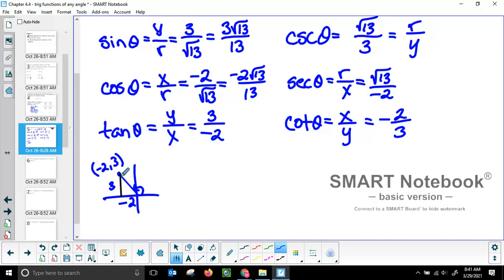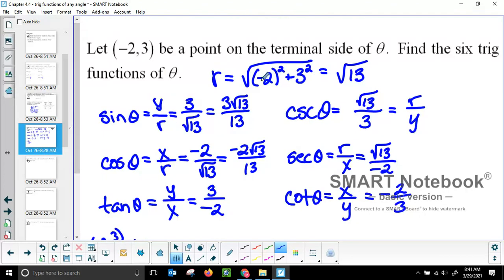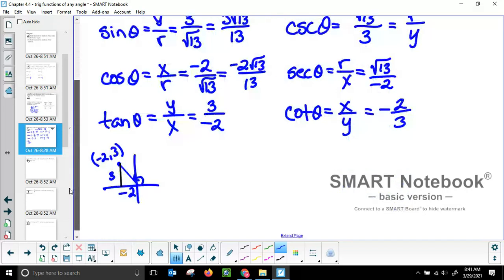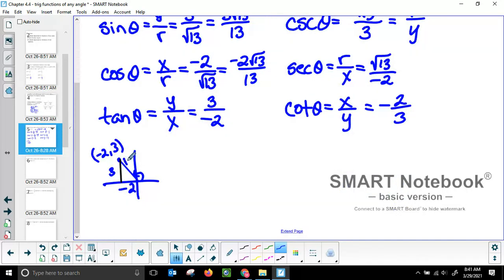And then, how do I find this piece of the triangle? Well, I can just use the Pythagorean theorem, a squared plus b squared equals c squared. That's essentially what we do when we find r. r squared is equal to x squared plus y squared. Then you take the square root of both sides to get your r. Using the Pythagorean theorem, here this is the square root of 13.